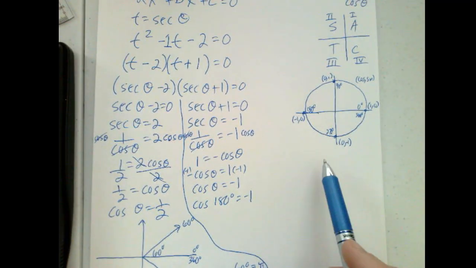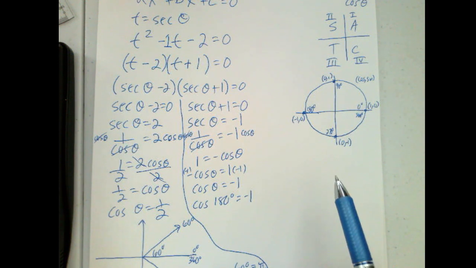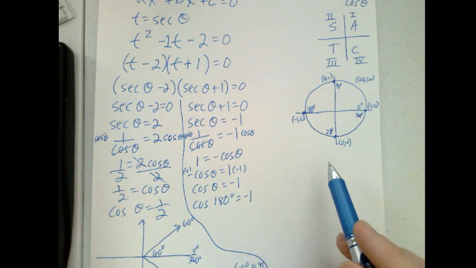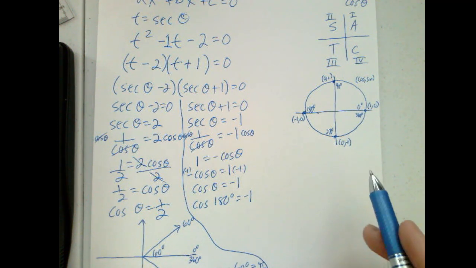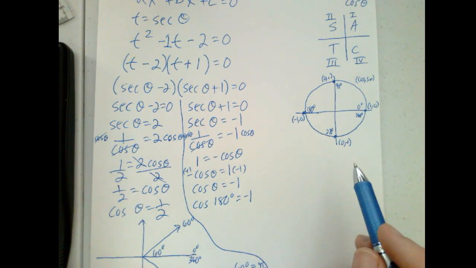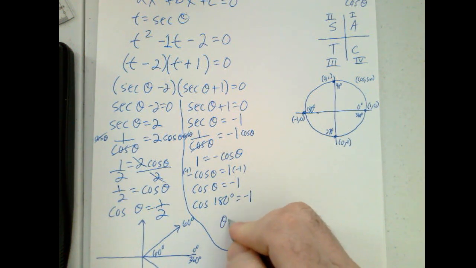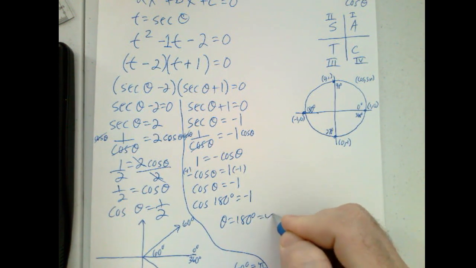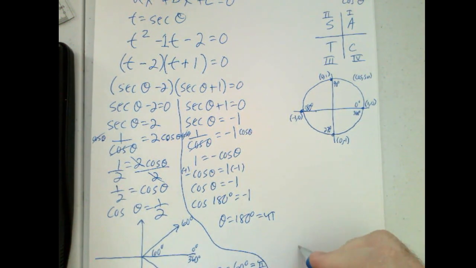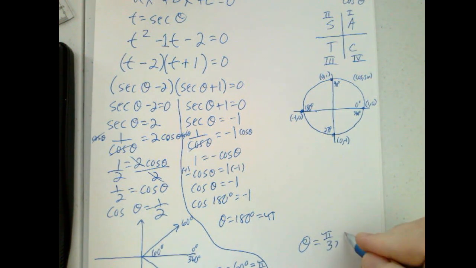Now, if you were to graph out the cosine function, you could tell the same thing, sort of like what we did on the sine function on an earlier problem. Might have been problem 15. So our answer for this is theta equals 180 degrees, which equals pi. So the solutions for this problem are theta equals pi over 3 comma 5 pi over 3 comma pi.